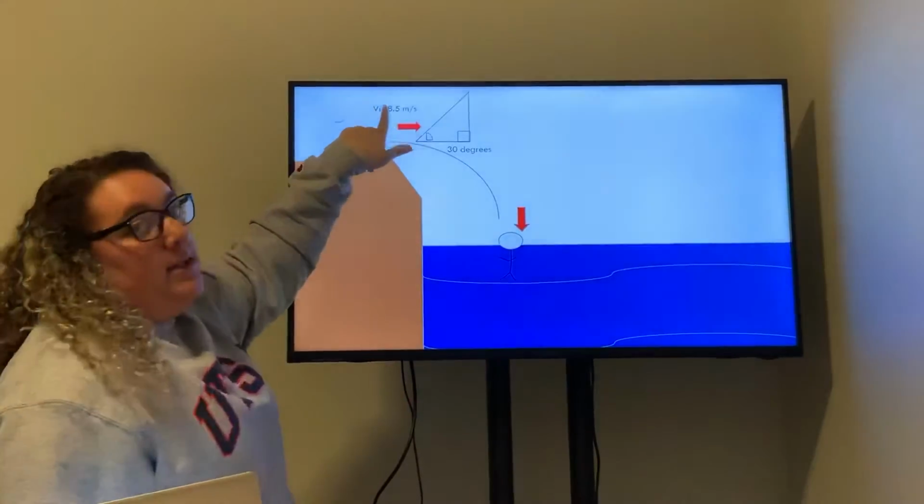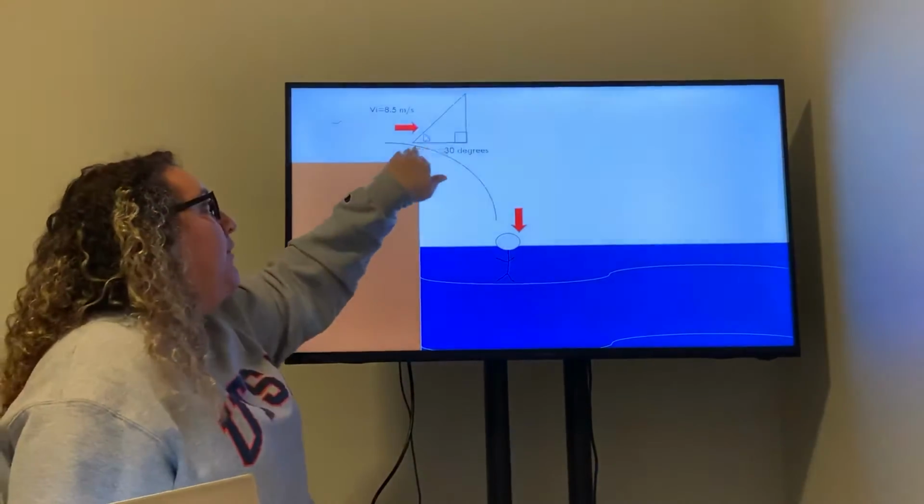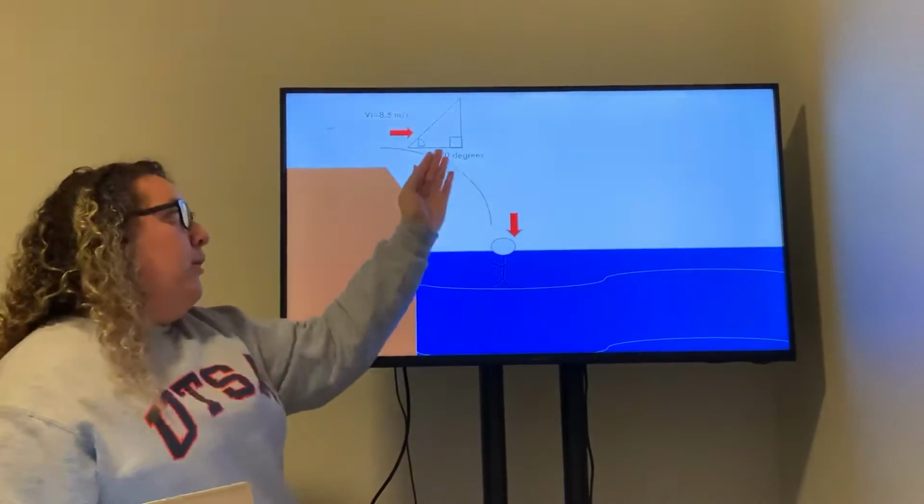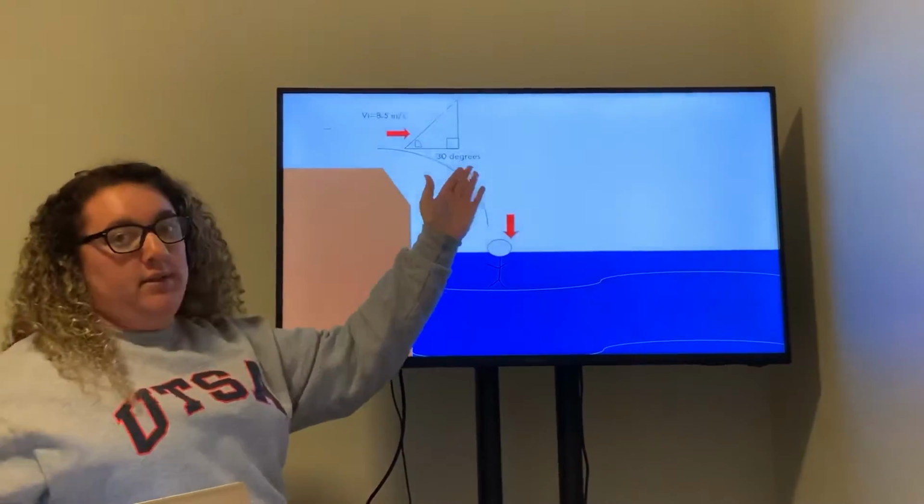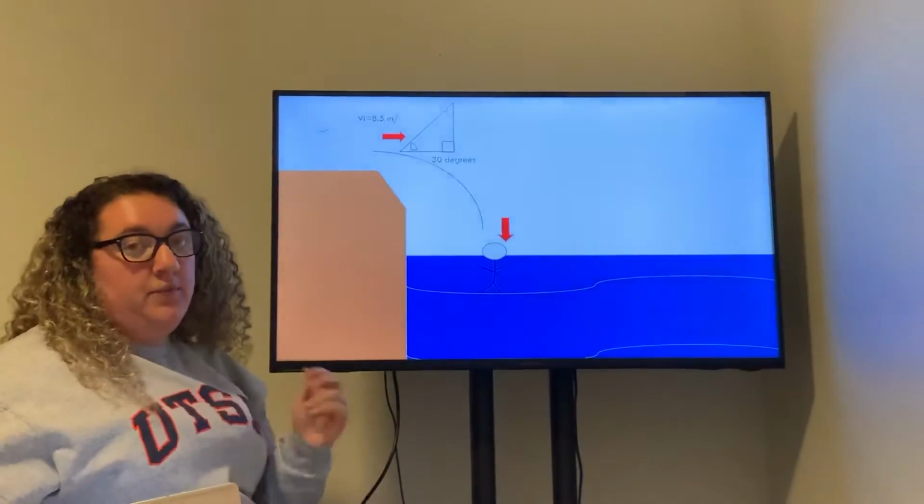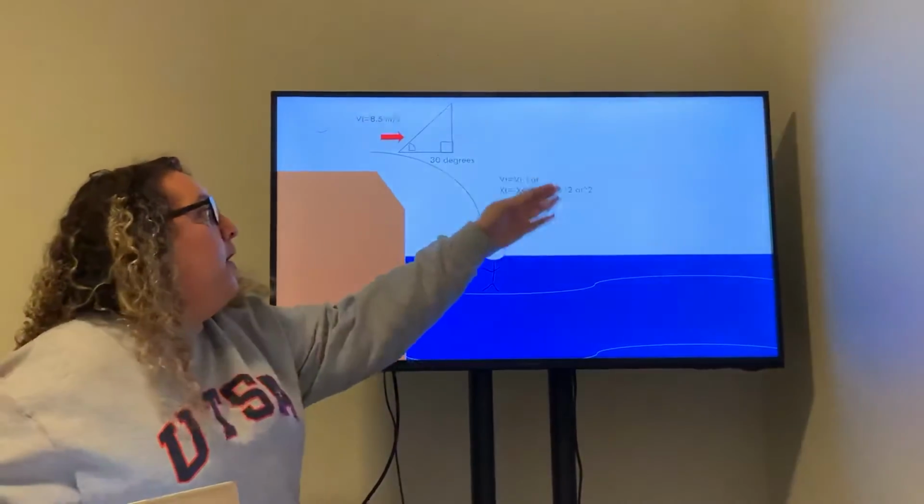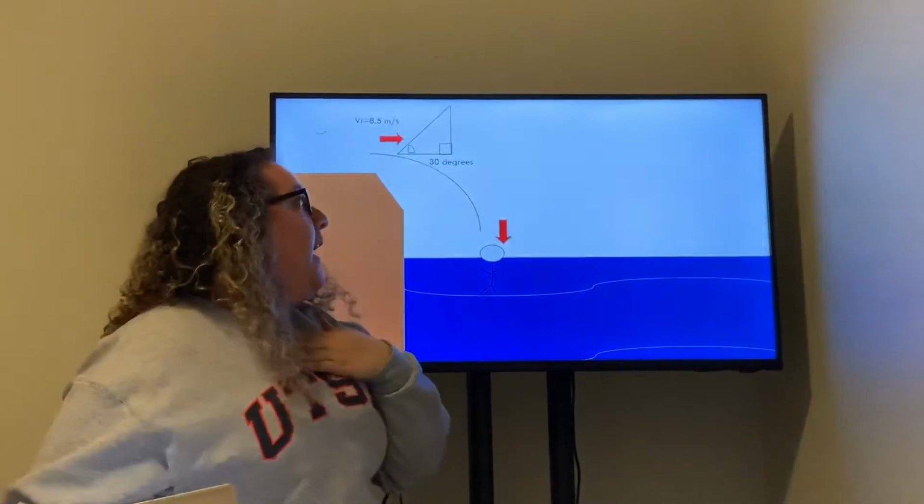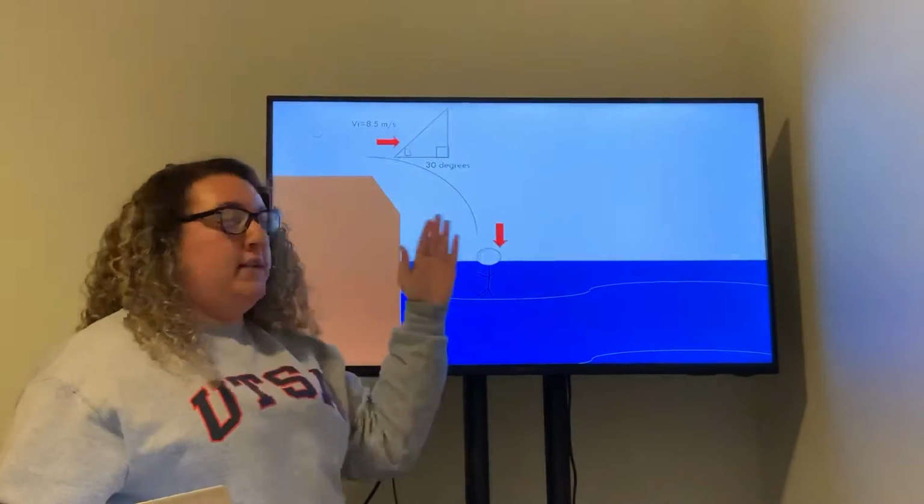The initial velocity is 8.5. You have your x component and you have your y component. We're given that there's a 30 degree angle right here. So first, we're going to have our equations right here that we can use. And now we're going to find our x component.